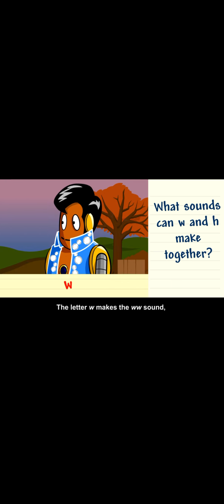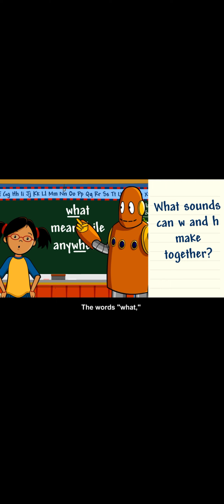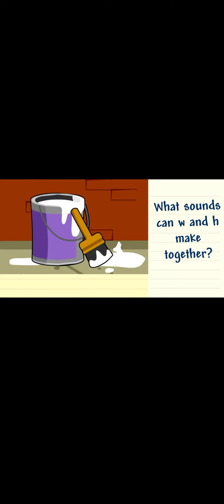The letter W makes the W sound, as in wig or wagon. The letter H makes the H sound, as in house. Together, W and H can make the W sound, as in wheel or whale. The words what, meanwhile, and anywhere all have WH and make the W sound. What color is this paint? White.